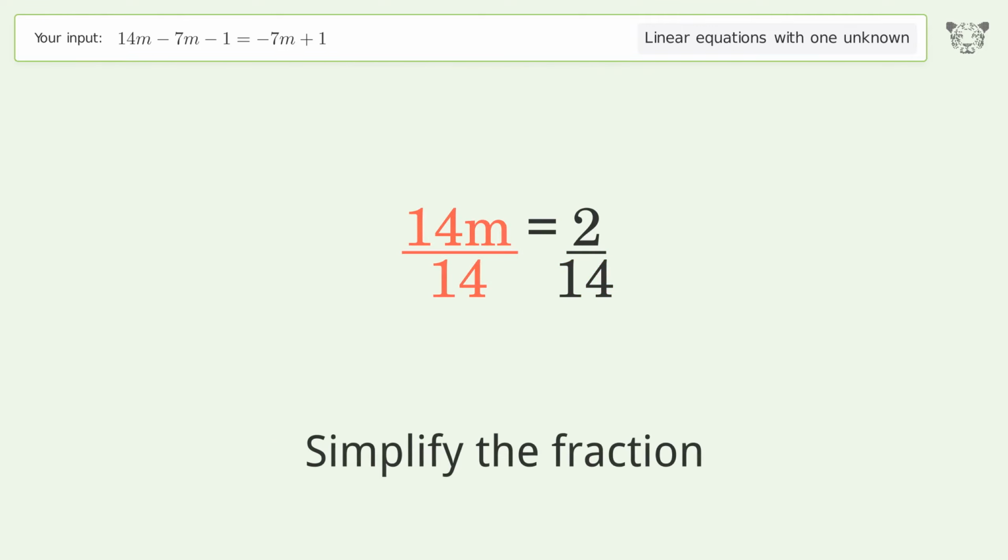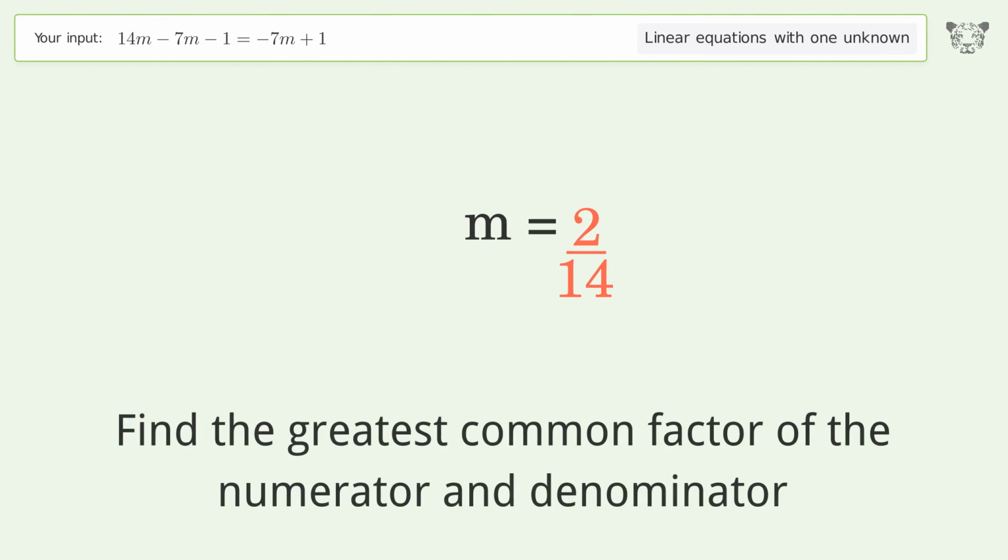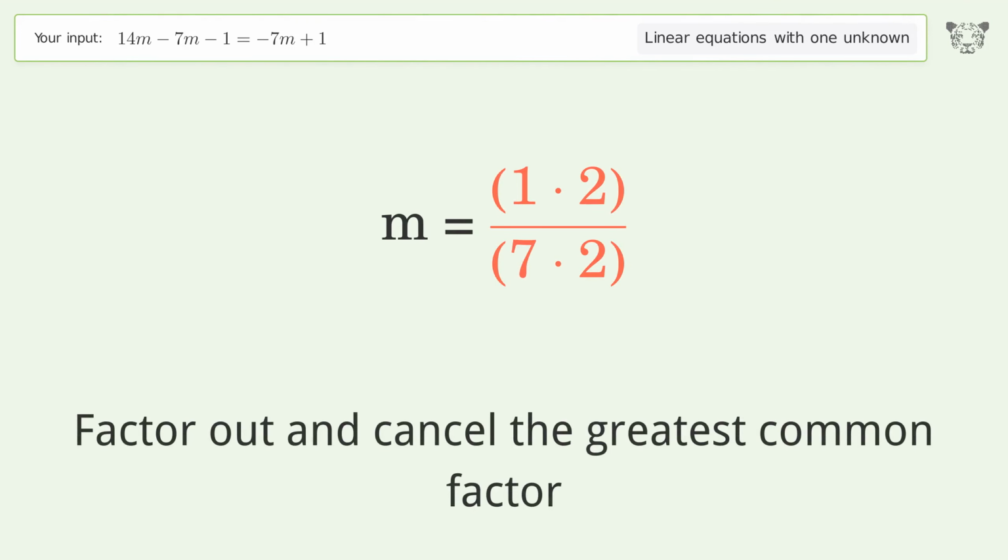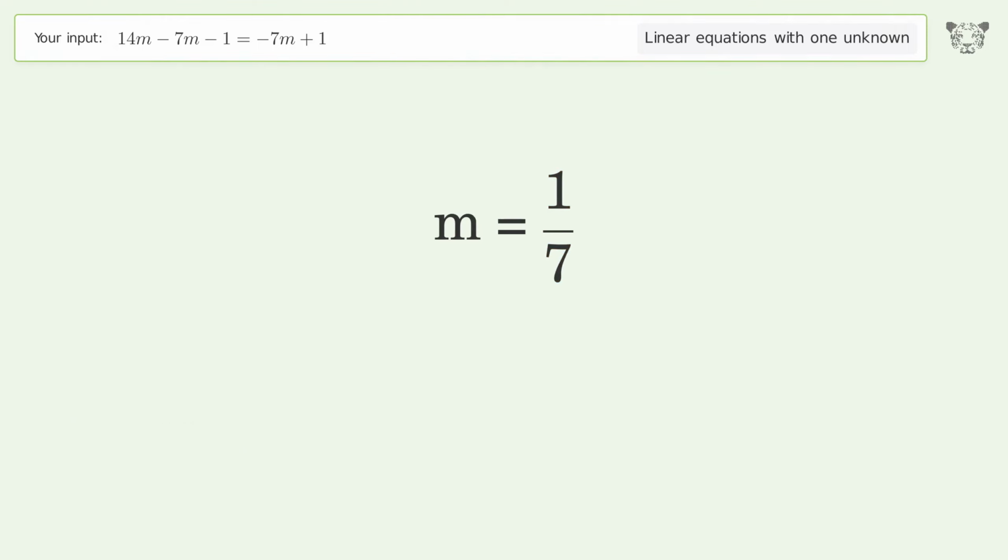Simplify the fraction. Find the greatest common factor of the numerator and denominator. Factor out and cancel the greatest common factor. And so the final result is m equals 1 over 7.